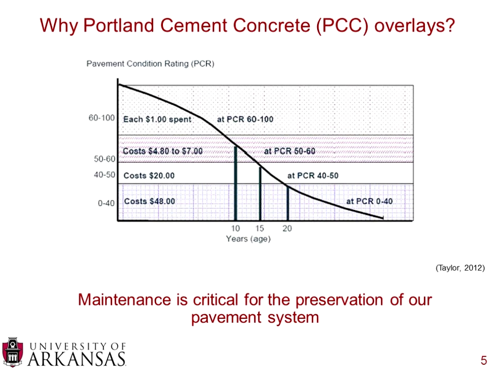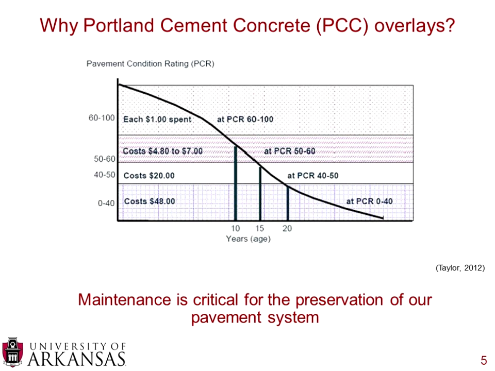So the question we can ask ourselves is why Portland cement concrete, or PCC, overlays? And you can see here an example of a pavement condition curve. On the y-axis we have a pavement condition rating, or PCR, which is commonly used in the state of Washington. It's a type of pavement serviceability index. On the x-axis we have the age of the road in years. And you can see the pavement condition rating deteriorates over time.